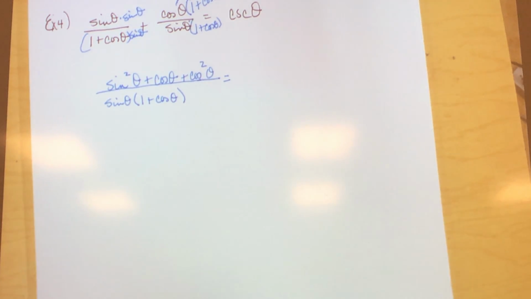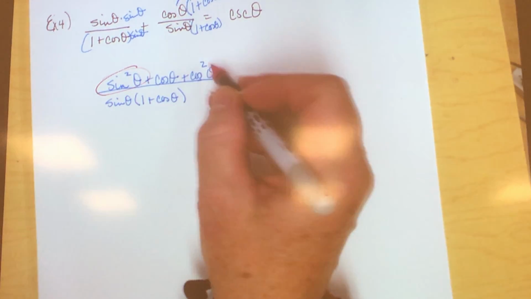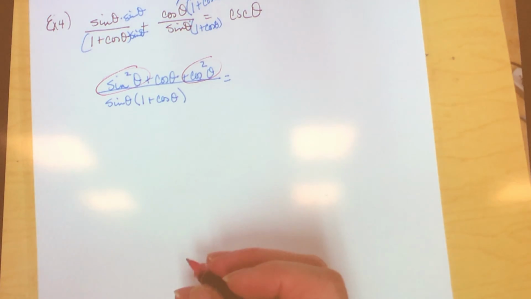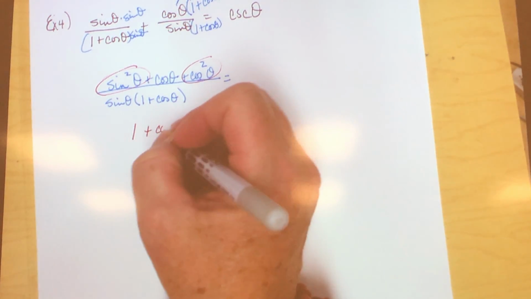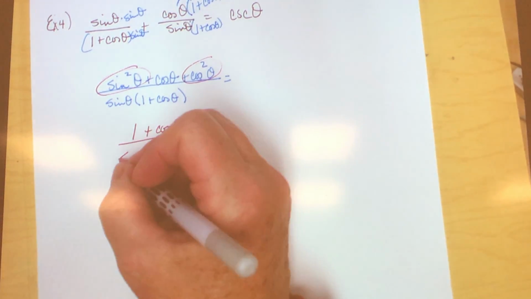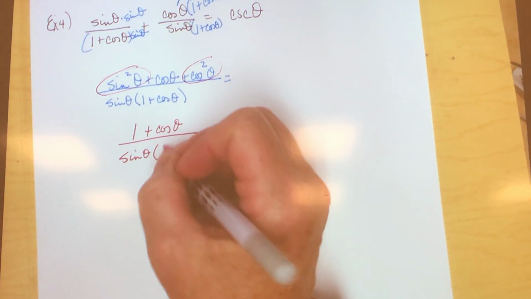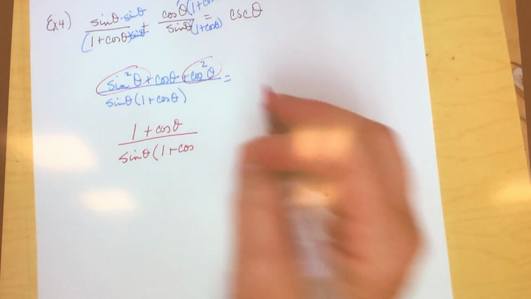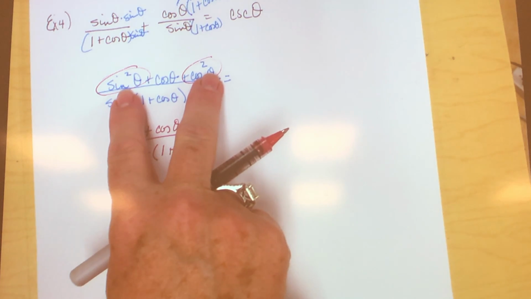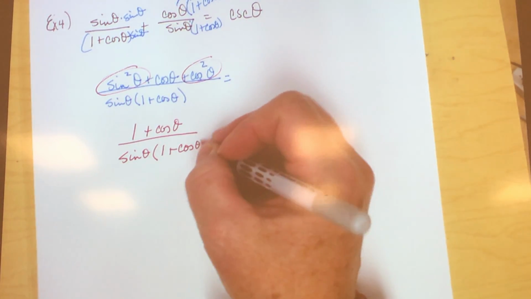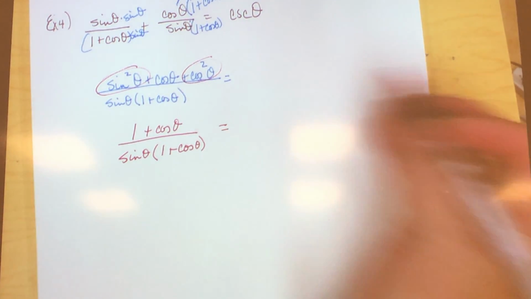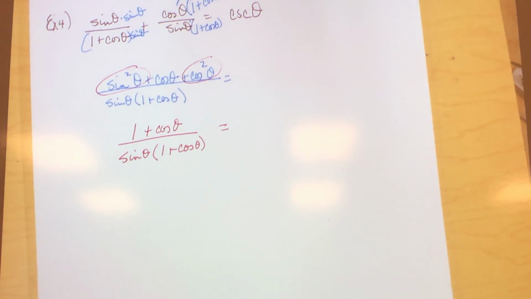Okay, so does anybody see anything on the top? Yes. What do you see? Sine squared and cosine squared. What is sine squared plus cosine squared? 1. Wait, how is that 1? Because it's a Pythagorean identity. Oh, that's why you need to know those. You see what I'm saying? If you don't recognize them, you're going to miss out. It's going to take you a long time to work these problems.